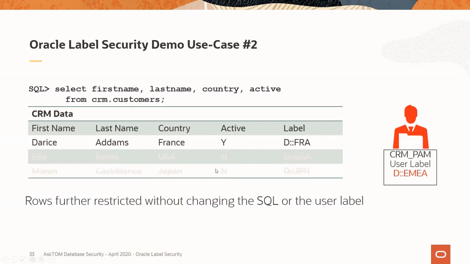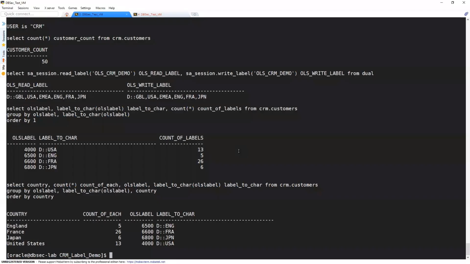Pam will see 1 user here because her customer in France is active. So again, she would not have seen customers in the USA. She would not have seen customers in Japan. They are outside of her group, but she does see customers in France, and it happens that that customer is active. All right, let's go back to our demonstration.